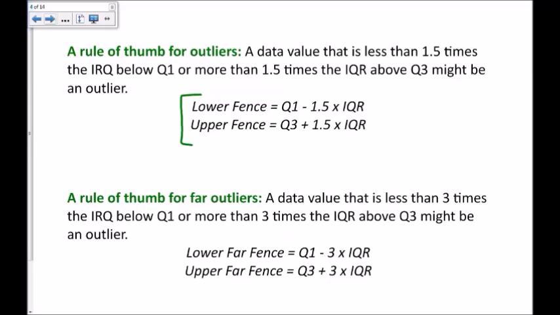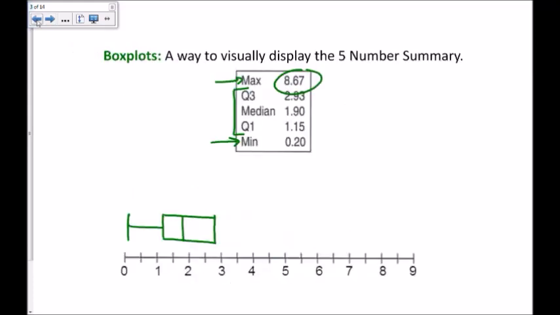Our rule of thumb for something called far outliers is when a value is less than 3 times the IQR below Q1 or more than 3 times the IQR above Q3. Those are for far outliers. Let's go back to our box plot. Let's first find the IQR.